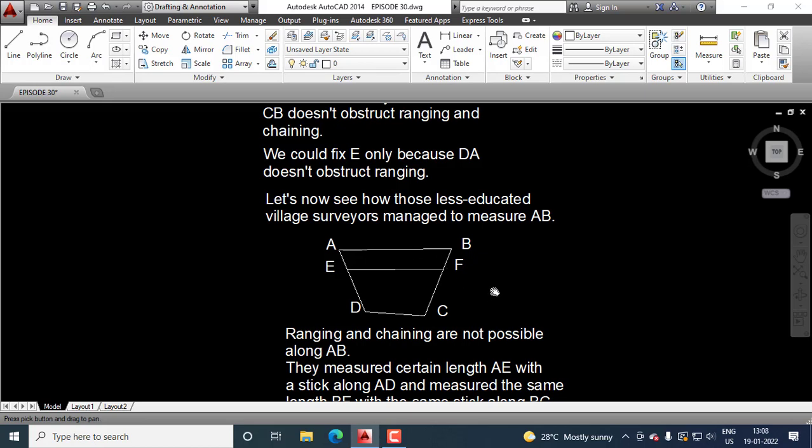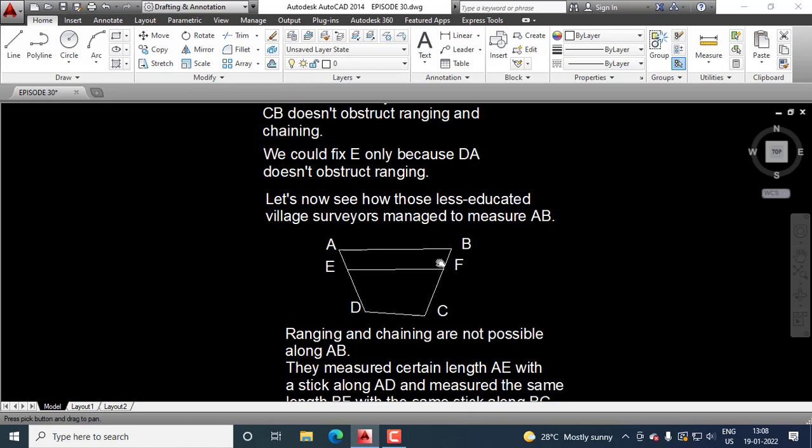What those surveyors used to do is they used to measure BF with a stick, and they measured the same distance here also with the same stick, and they used to measure this EF, and they used to say AB is equal to EF. The figure says that AB is not equal to EF.